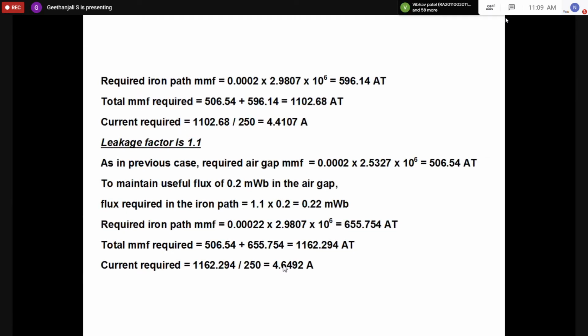Current is equal to what? mmf is equal to Ni. From that, I is equal to mmf by N. So mmf is this value we have just calculated, divided by the number of turns, 250, which is equal to 4.4107 ampere. Next, this is without leakage flux.